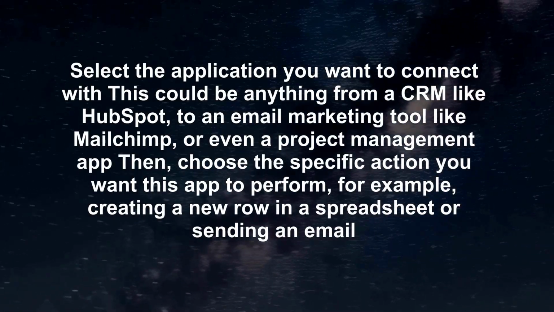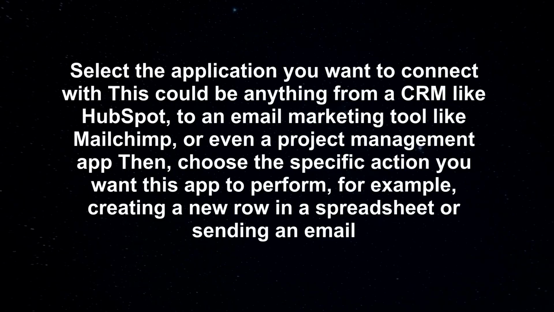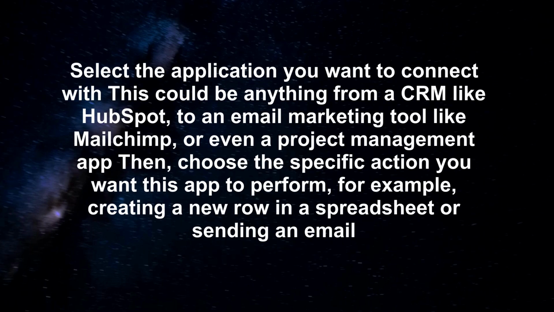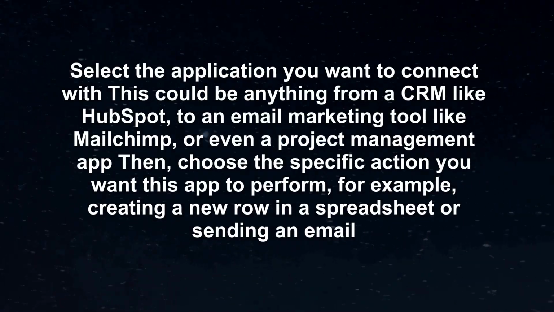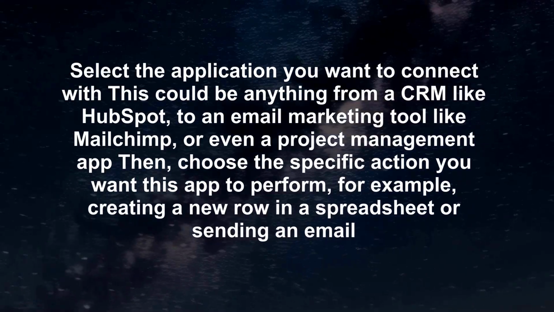Select the application you want to connect with. This could be anything from a CRM like HubSpot to an email marketing tool like MailChimp, or even a project management app. Then, choose the specific action you want this app to perform. For example, creating a new row in a spreadsheet or sending an email.